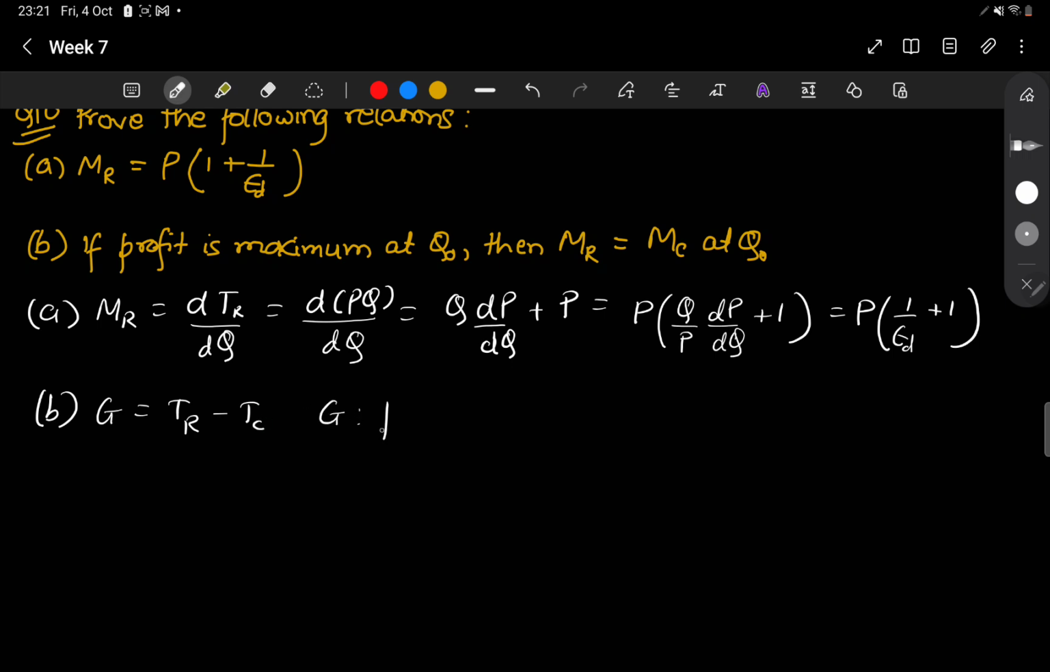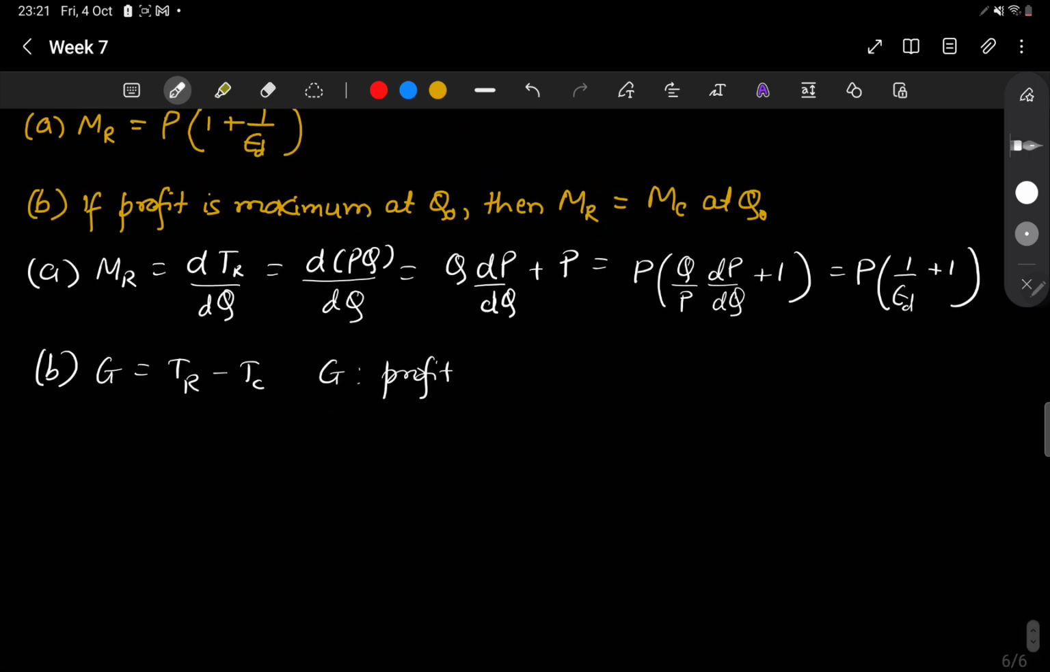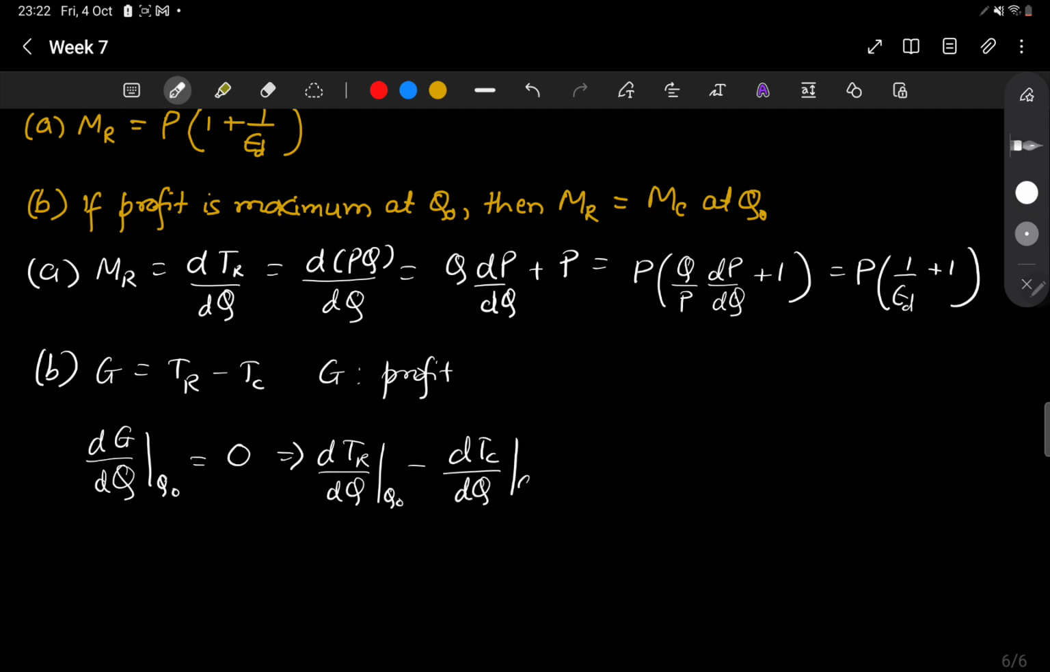Now this G is profit, which is total revenue minus total cost. The derivative at Q naught is 0 for maximum. Now this first term is marginal revenue and second term is marginal cost. So this gives us marginal revenue equals marginal cost at Q naught.